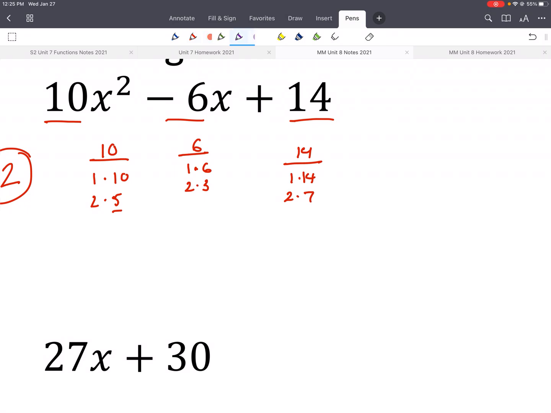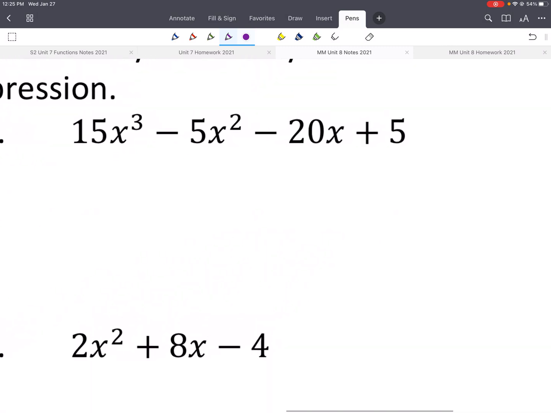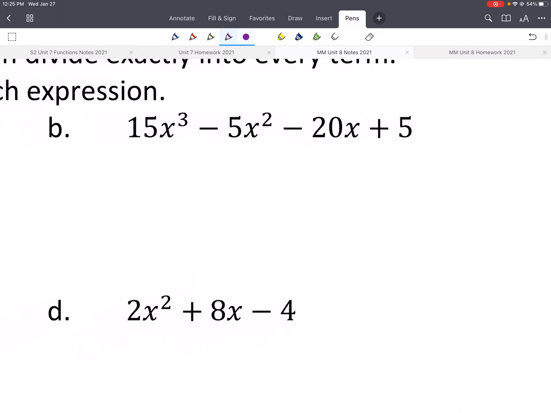So here we could look at all of these numbers and see what is the highest number that we can do for all of them. So we have our 2's, we have 1's, and we have 2's. There's nothing else. 5 doesn't go into the others. 3 doesn't, 7, that's it. Okay, so that's always an option if you're ever stuck and not sure what the greatest common factor could be. So pause and see if you can come up with B, C, and D.